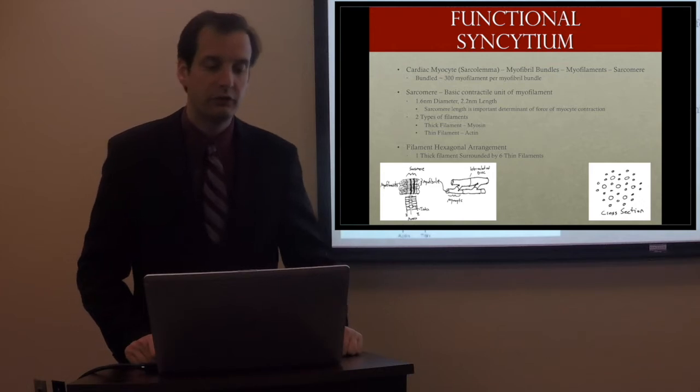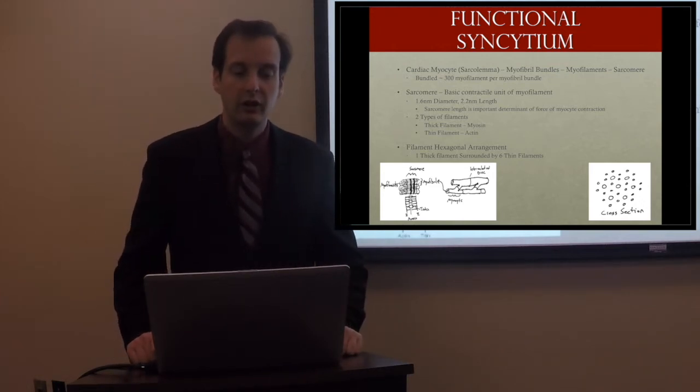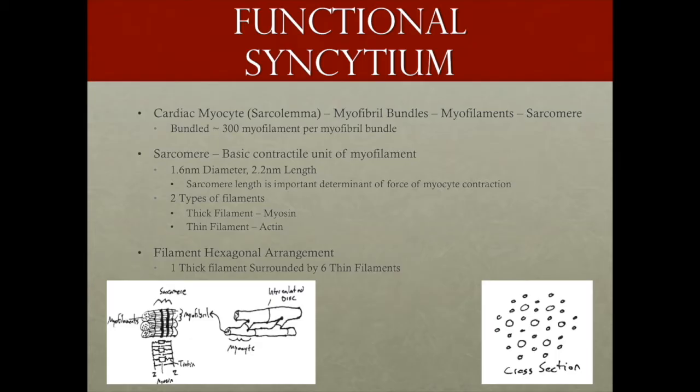Going through the process of progressively zooming in on the myocyte, when we look at the grouping of cells, the functional syncytium, one of these cells is our cardiac myocyte, the sarcolemma, and within the cell there are myofibril bundles. These are bundles of myofilaments, usually about 300 myofilaments per bundle, and each myofilament is made up of sarcomeres, and the sarcomere is the basic functional unit of contraction. Your sarcomere generally is 1.6 nanometers in diameter to 2.2 nanometers in length. It is important to note that the length of the sarcomere determines the force of myocardial contraction, and this is a concept we'll come back to at the end of the lecture.